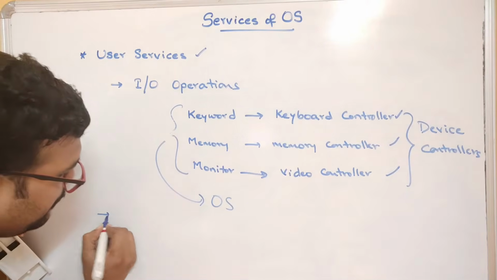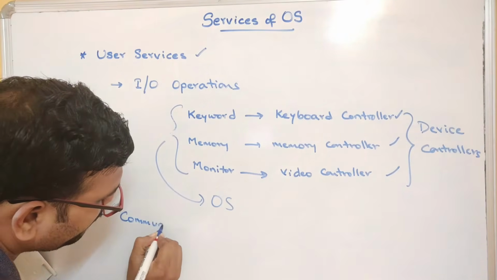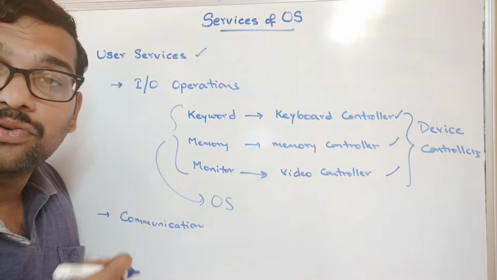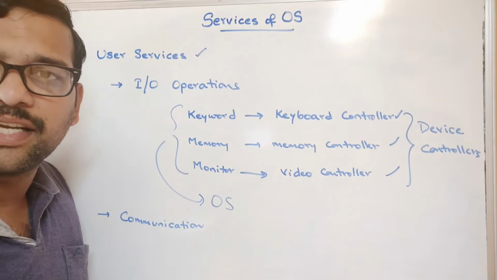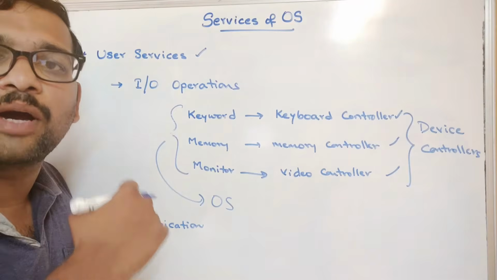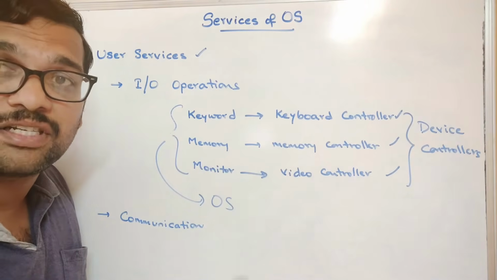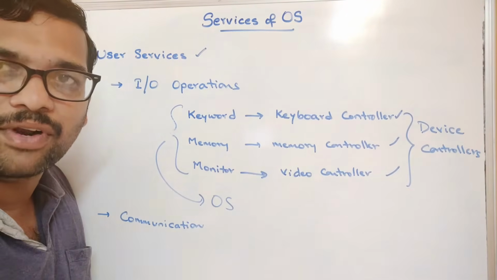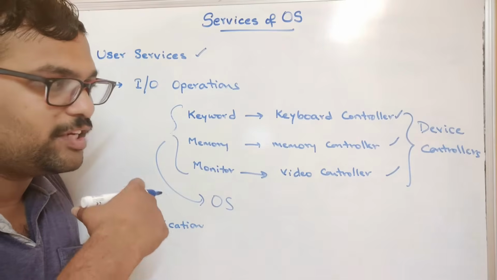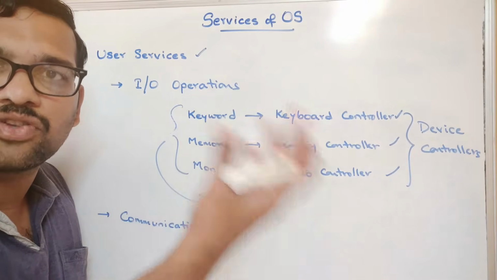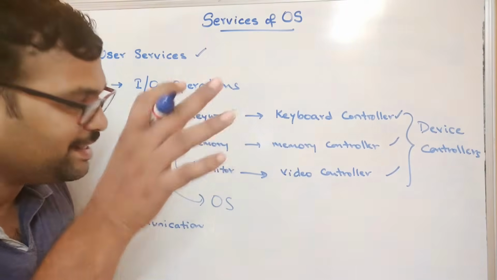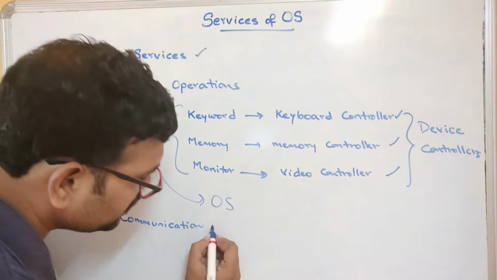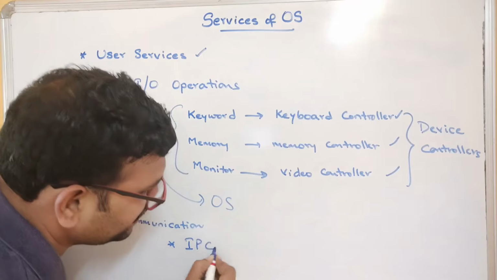And the next one, communication. Here, communication means that in our system there will be a lot of processes executing, right? If one process wants to communicate with another process, which may reside in the same system or in another system, which we call a network, then there should be some sort of communication between the processes. That will be maintained by this communication service, which is also provided by the operating system.